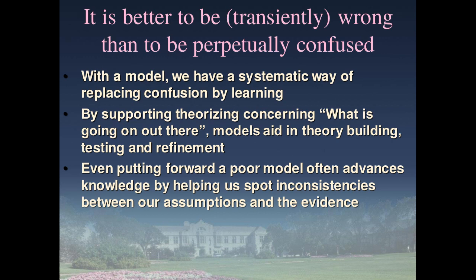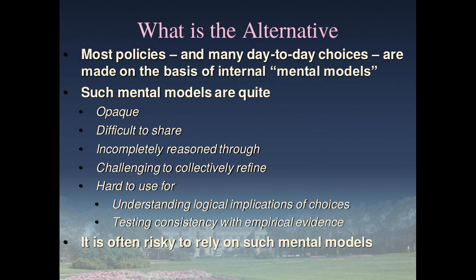With a model, we have this systematic way of replacing confusion by learning, and by allowing us to reason about what's going on out there in a consistent way, they aid in theory building, testing, and refinement. And they help us learn more quickly. Putting forward a poor model advances knowledge by helping us spot inconsistencies between our assumptions and evidence, vastly more quickly than if it just stayed in our head. This doesn't add up. You have to rethink this part of it.